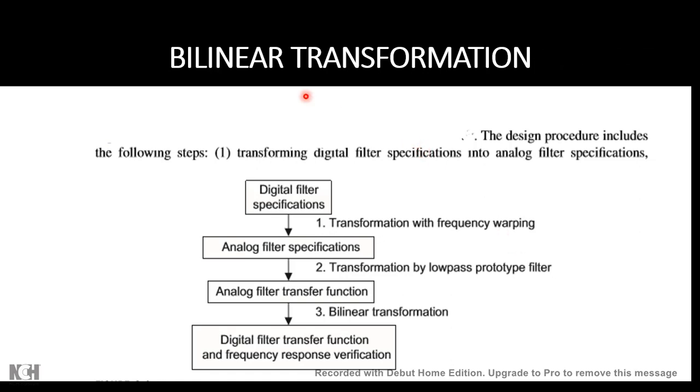The next main topic is bilinear transformation. It involves the following steps. It first involves the transformation of digital specifications into analog specifications by using frequency warping. Then these analog frequency specifications are transformed by using low-pass prototype filters into an analog filter transfer function, and then bilinear transformation is applied to get the digital filter transfer function and frequency response.